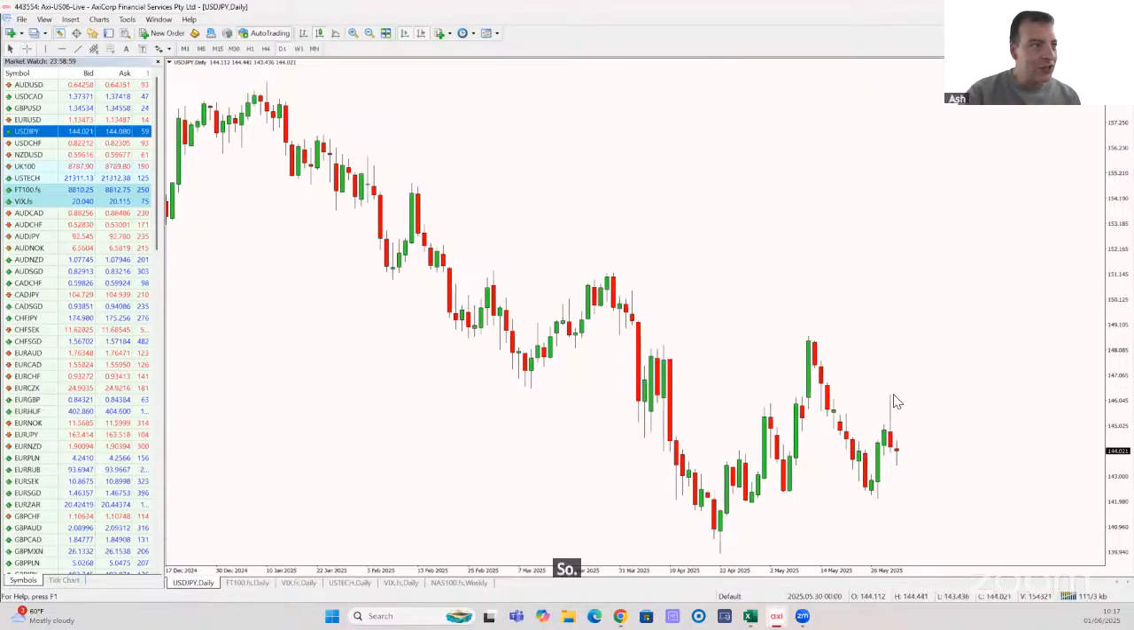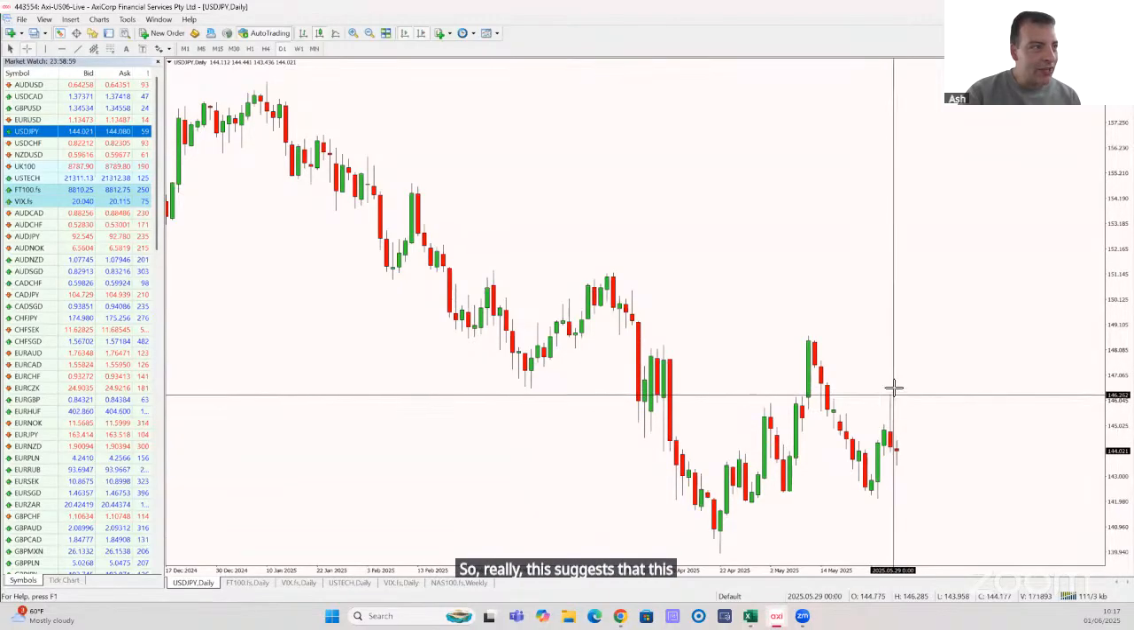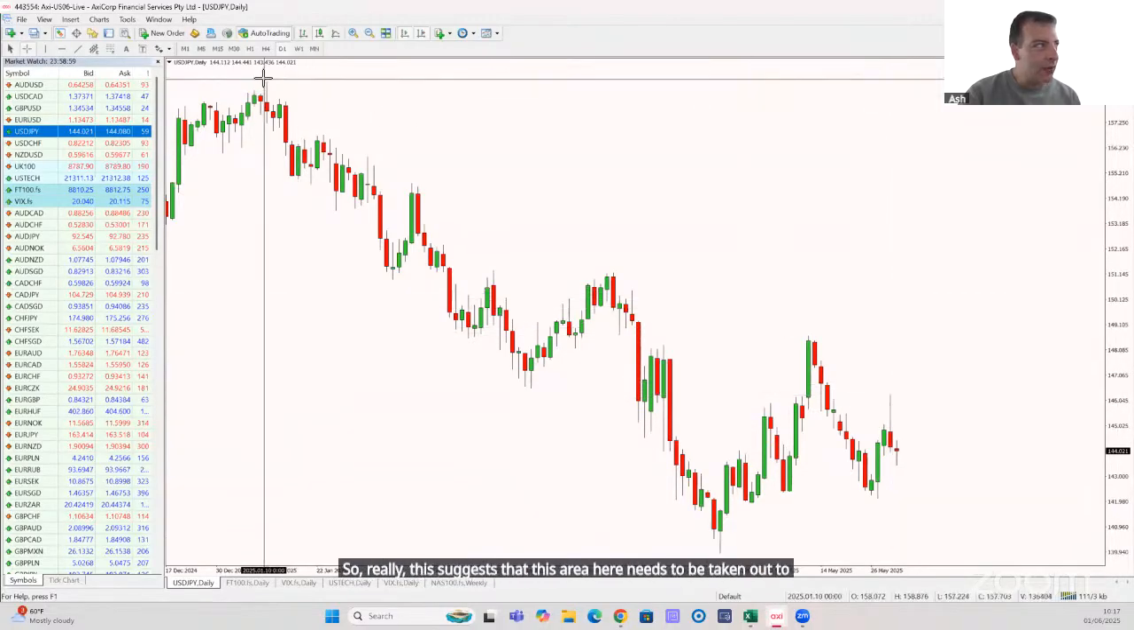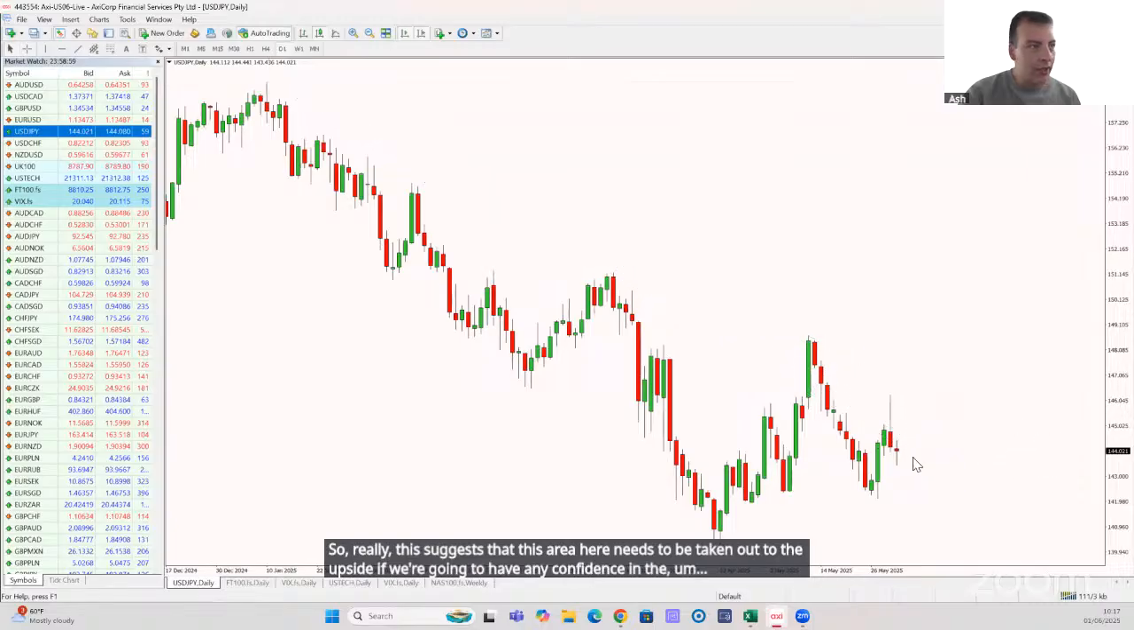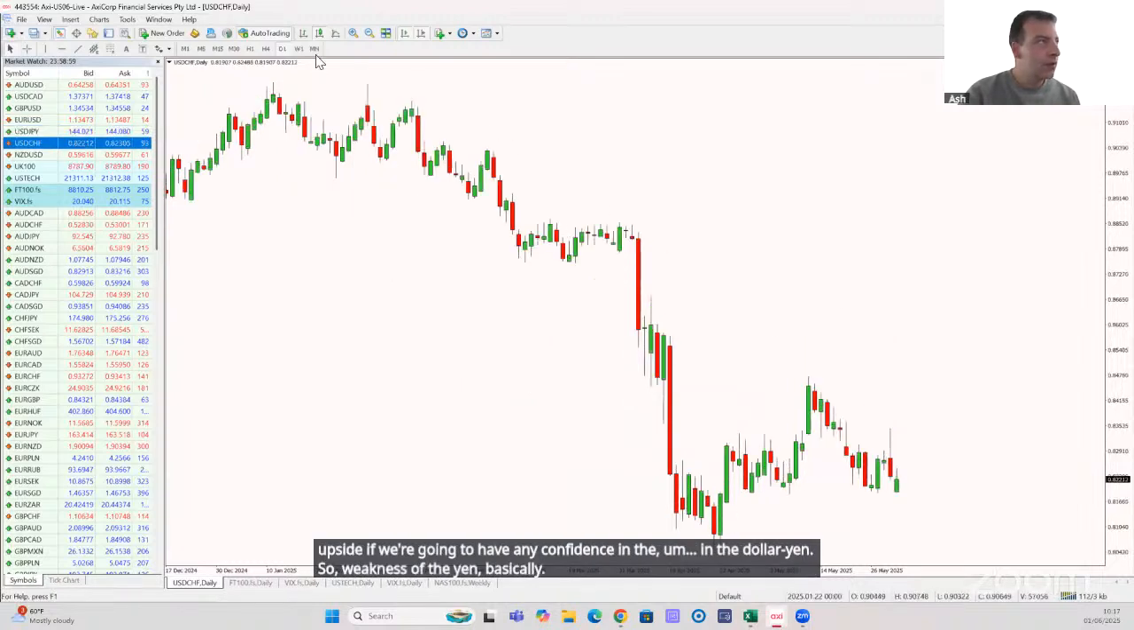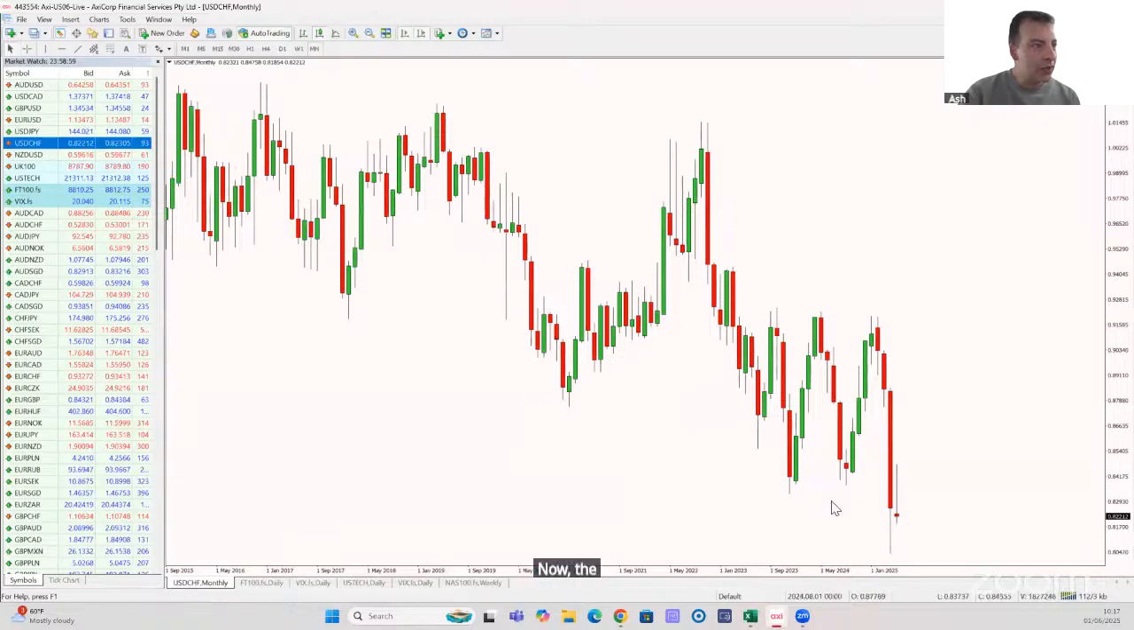So really this suggests that this area here needs to be taken out to the upside if we're going to have any confidence in the dollar yen. So weakness of the yen, basically. Now the Swissy continues. Look at the strength of the Swissy. Swissy is a very, very strong currency.